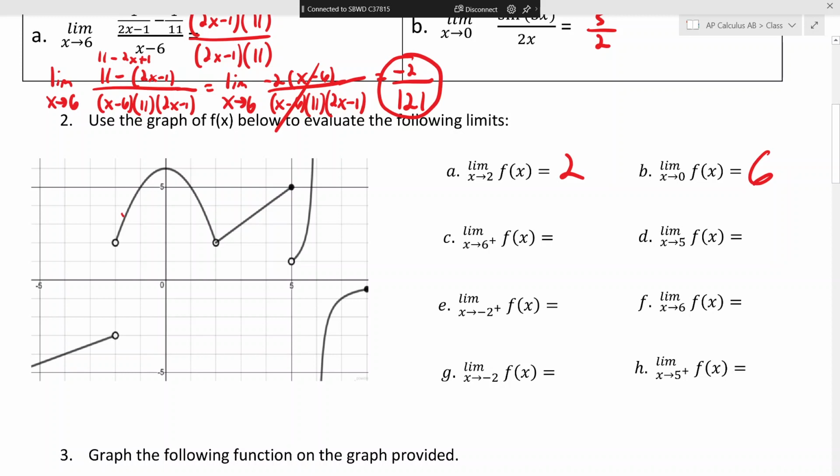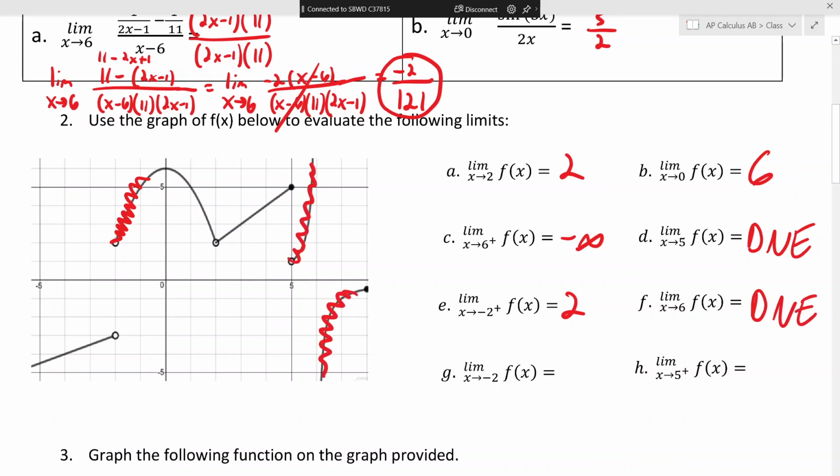As we approach 6 from the right, here's 6 right here. From the right side, that is headed to negative infinity. As we approach 5, well, this side's going here, and this side's going here. We can obviously see that's a jump discontinuity. That's a DNE. As we approach negative 2 from the right, here's negative 2. Here's the right side of that. That's headed to 2. As we approach 6, that's DNE, because the left side is headed to negative infinity, and the right side is headed to positive infinity.